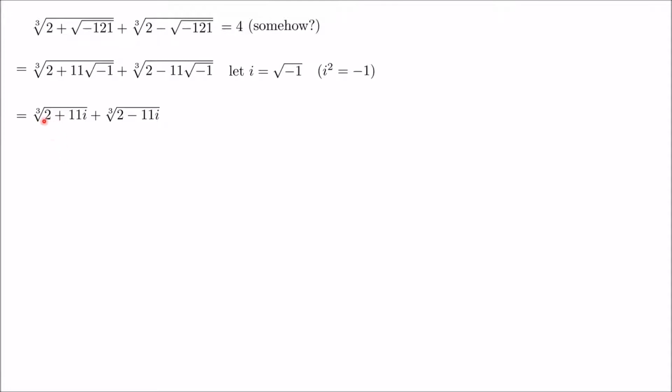So right now, we don't know how to handle this number at all. And even worse, this expression is actually asking us to take the cube root of a number that we can't even handle in the first place. So this question is actually really difficult.